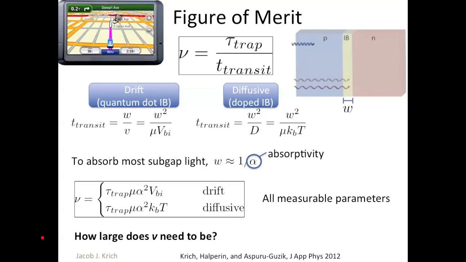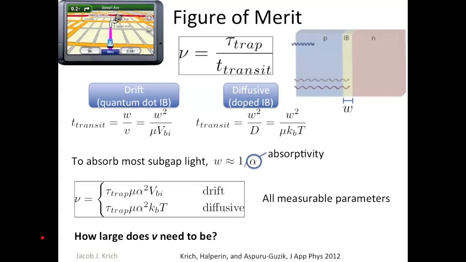So this is not a revolutionary concept, but I proposed this figure of merit, which I call nu, for this device where you have p-type, n-type, and the intermediate band in the middle. Take the non-radiative trapping time for a carrier, either electron or hole, to be captured into the intermediate band, divided by the transit time that it takes a carrier to move through this device.